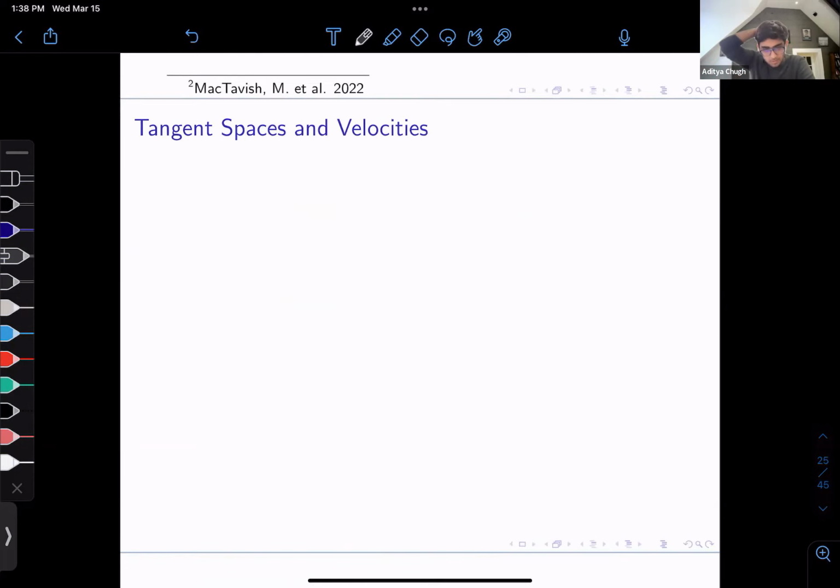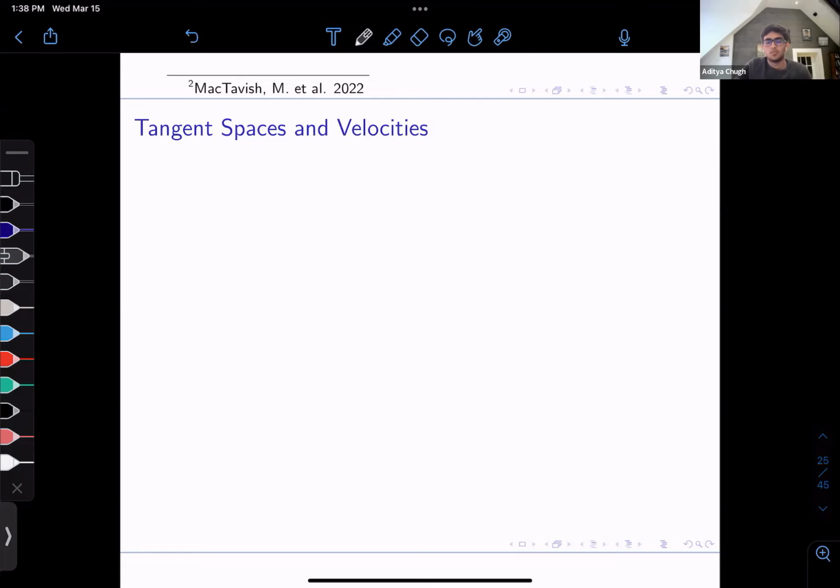Then you might also wonder that to describe the state of the system, you don't only need to know where you are right now, but you also need to know where you're going. And that's what velocities help us do. There's a way to also take this into account in this formalism of using manifolds to describe physical systems. And that's the concept of tangent spaces.